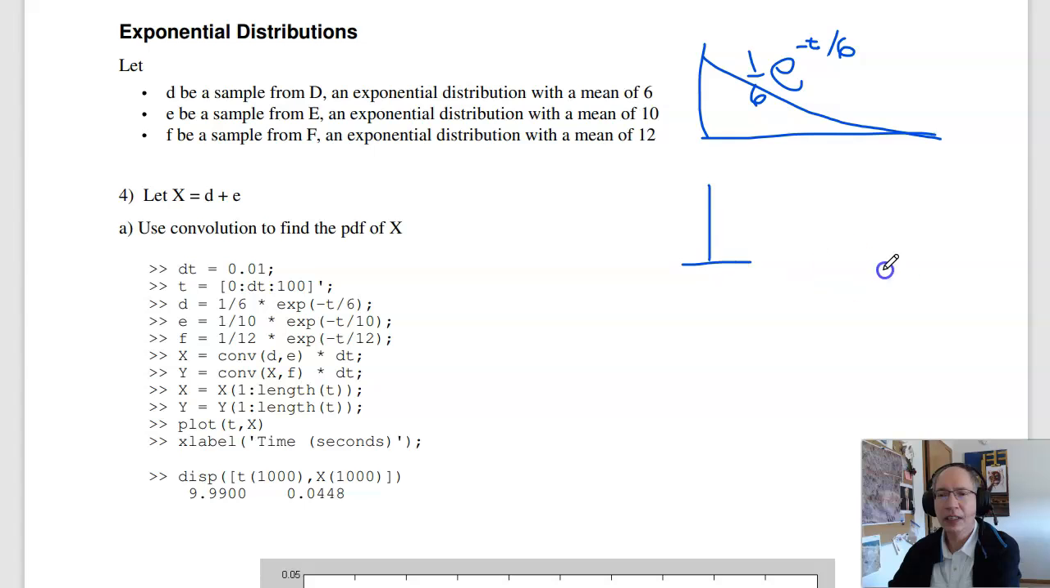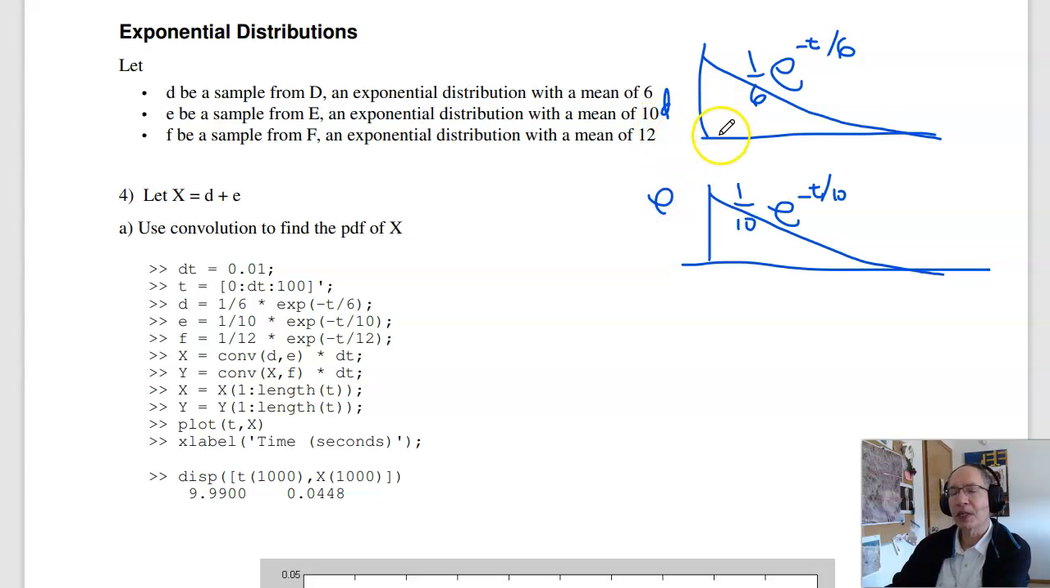E is a distribution that decays as e to the minus t over 10. To make the area 1, I've got to divide by 10. What happens if I pick a random number from D, add it to a random number from E? What's the PDF look like?